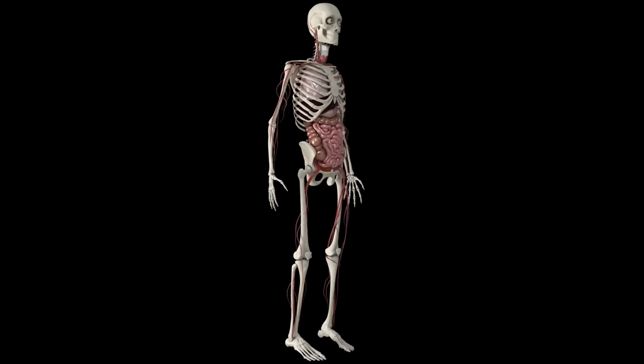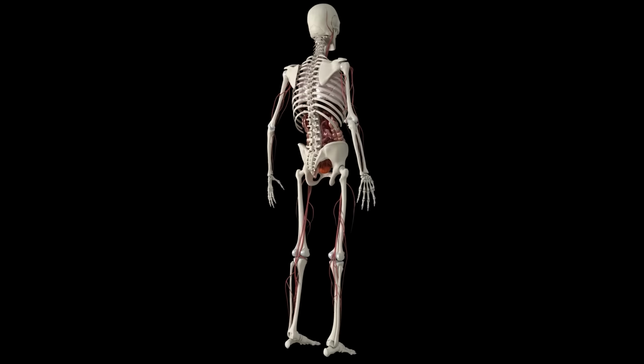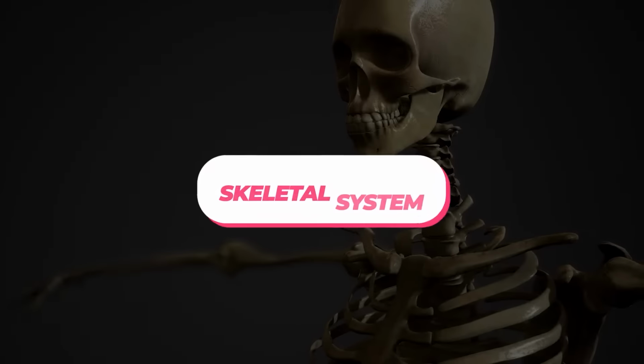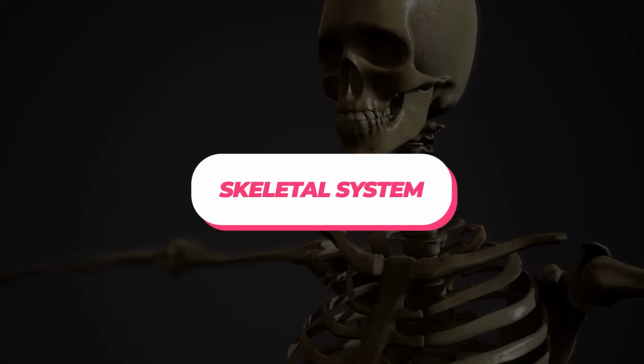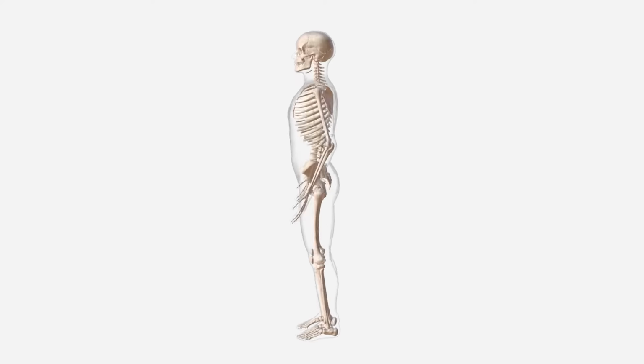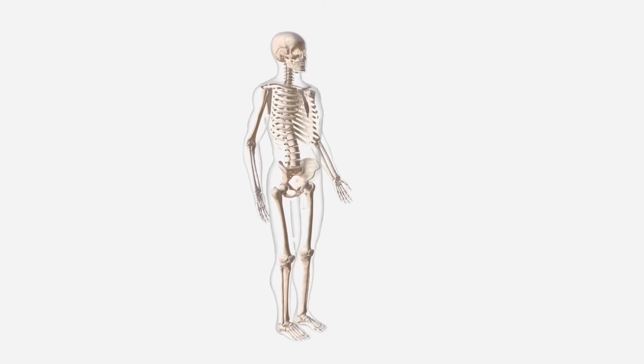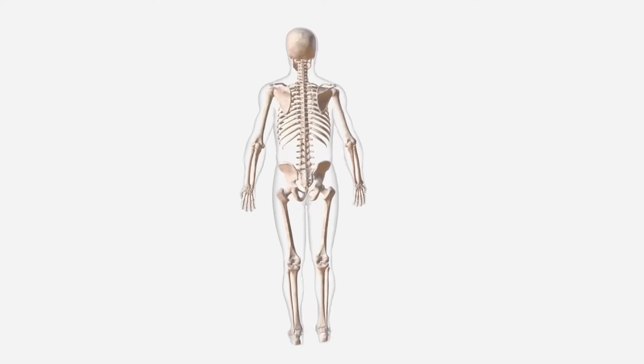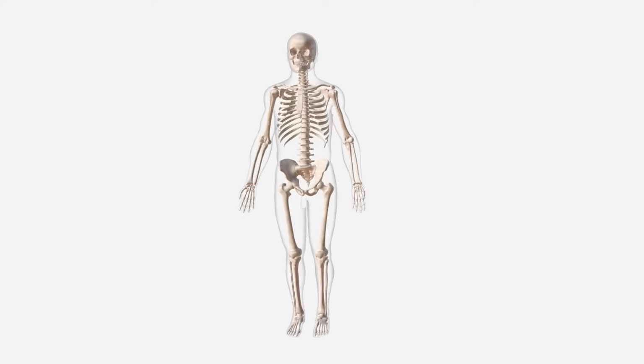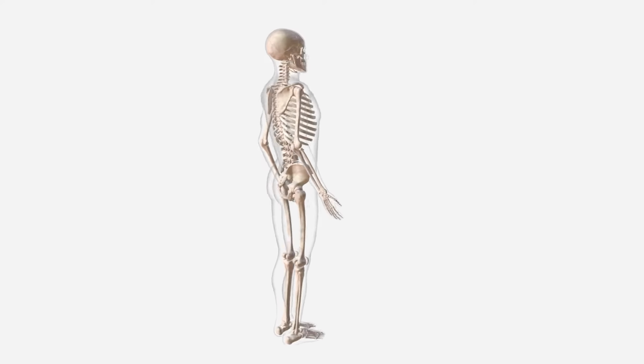To understand how these systems work, you first need to know a little bit about these systems. Number 1. The skeletal system. The skeletal system is the body system that provides structure and support for the body. It consists of bones and joints, which work together to allow movement and protect internal organs.